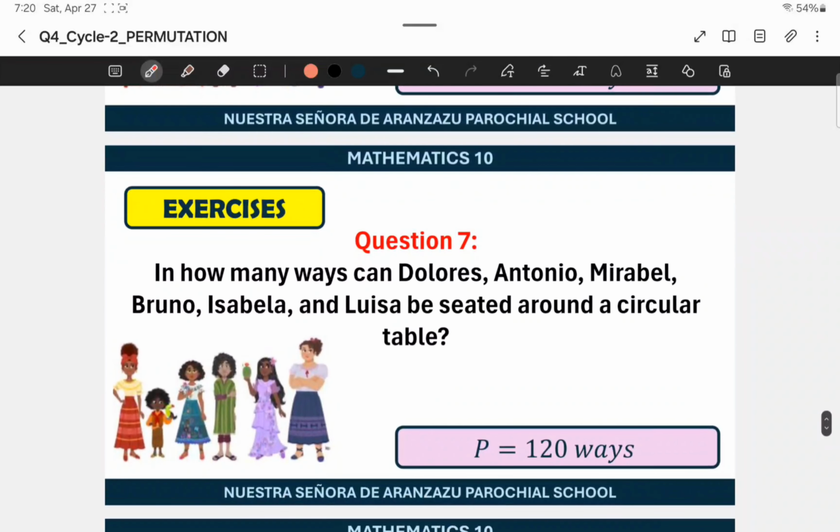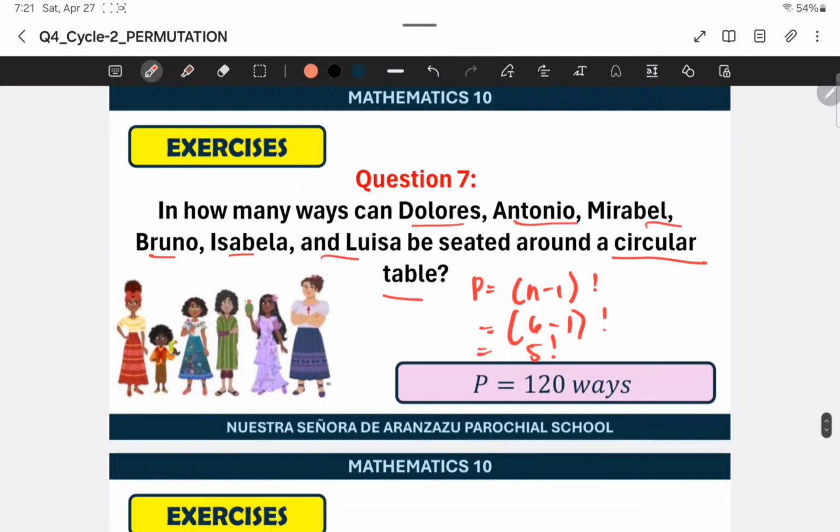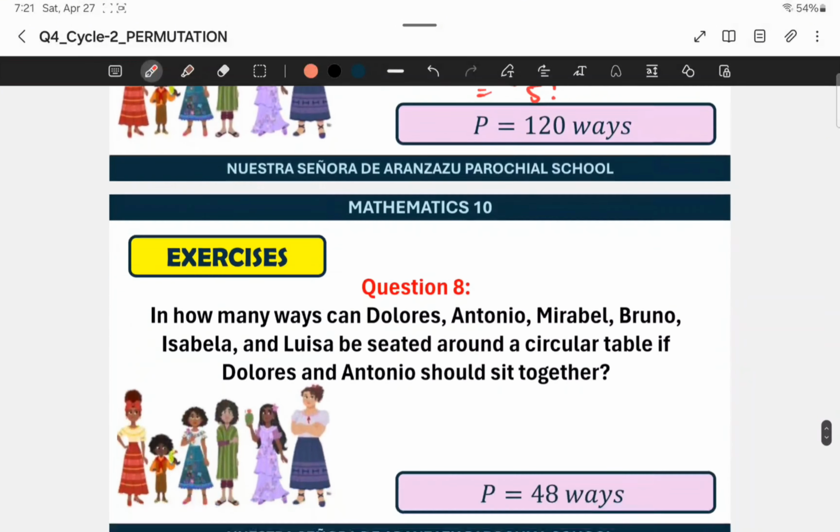Okay, next. In how many ways can Dolores, Antonio, Mirabel, Bruno, Isabella, and Luisa be seated around a circular table? So, kapag circular, formula number 5. So, di ba formula number 5, that is n minus 1 factorial. Ano yung n natin dito? So, bilangin si Dolores, Antonio, Mirabel, Bruno, Isabella, and Luisa. So, you have 6. So, that is 6 minus 1 factorial. And 6 minus 1, that is 5. And that is 5 factorial. And that is 120. Okay, next.